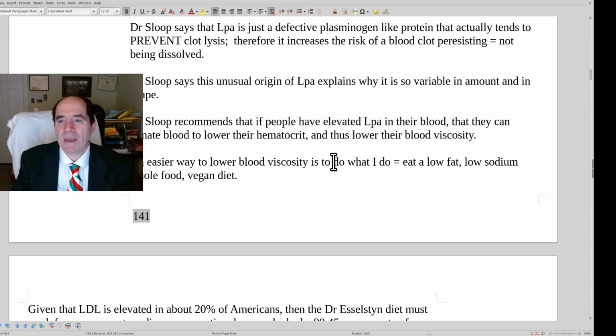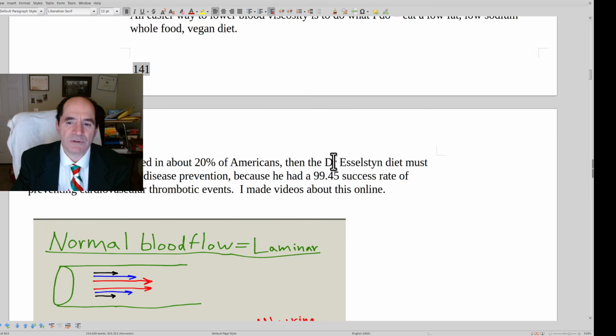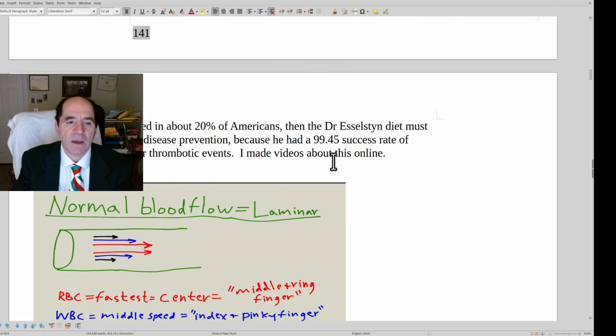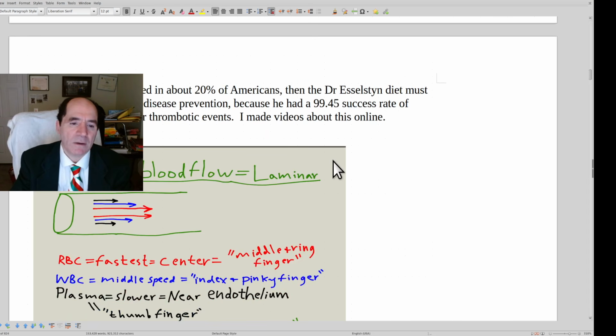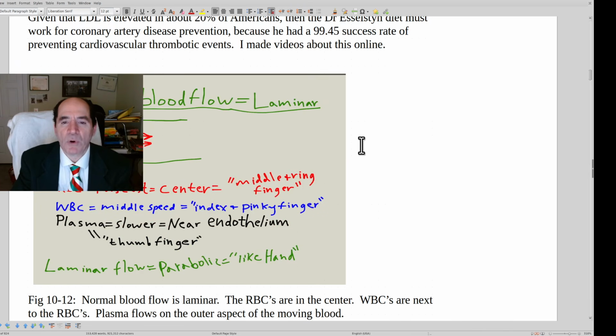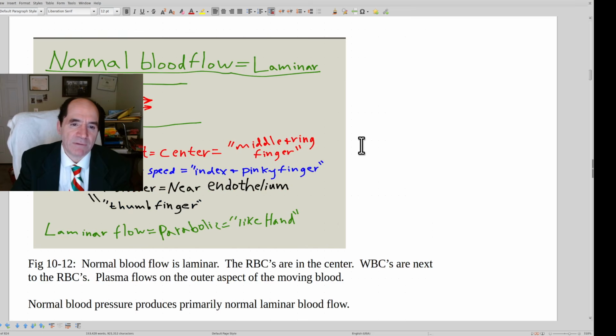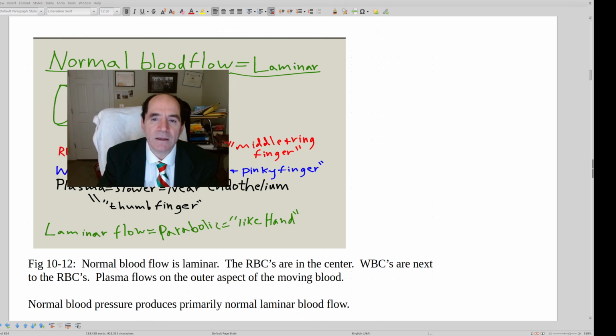Oh, but if you manage your lipids well by being a low-fat vegan, you probably won't have any problems, because up to 20% of people are thought to have elevated LPA. But you know what? Almost nobody. Esselstyn has a 99.45% success rate in preventing cardiovascular and thrombotic events for people who follow his diet over the course of 4 years. And so lots of those people must have had elevated LPA. There's more to know about it than that. I made some online videos about that specific topic, but we're not going to get into that anymore here today.